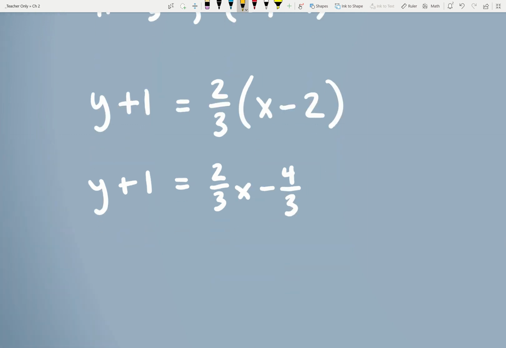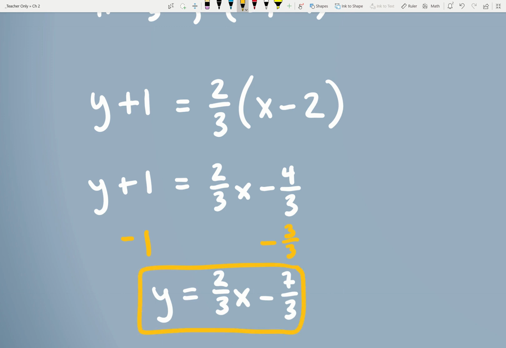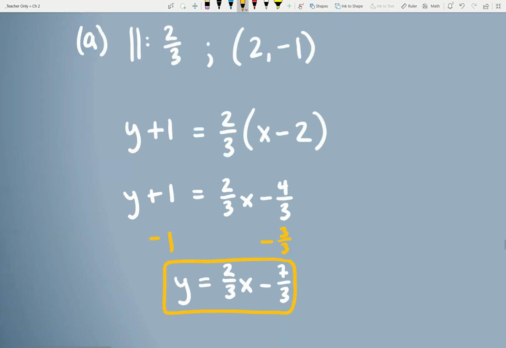And then finally, we're just going to bring that 1 over by subtracting. And we're going to get y is equal to 2/3 x. And then this 1 right here, I can rewrite as 3/3, so it has a common denominator with the fraction that I'm trying to subtract from. And so if I have negative 4 minus 3, that's going to give me negative 7, of course, over 3. Okay, and so there is going to be the equation of the line that passes through the point that I wanted. That's going to be parallel to the equation that I was given.